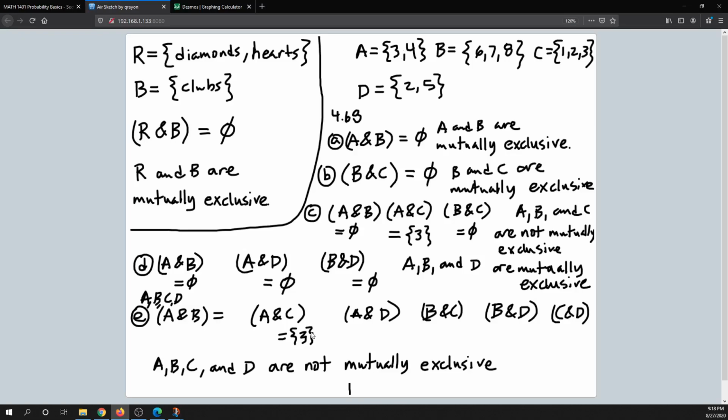But just to show you that there's some others, we know A and B is empty. We know A and D is the empty set. And B and C, that's the empty set. And B and D is the empty set. And then C and D, they have a 2 in common. So if the question is, are they mutually exclusive or not, and you suspect that they aren't mutually exclusive, then you can stop right here. You don't have to calculate the other ones, okay?